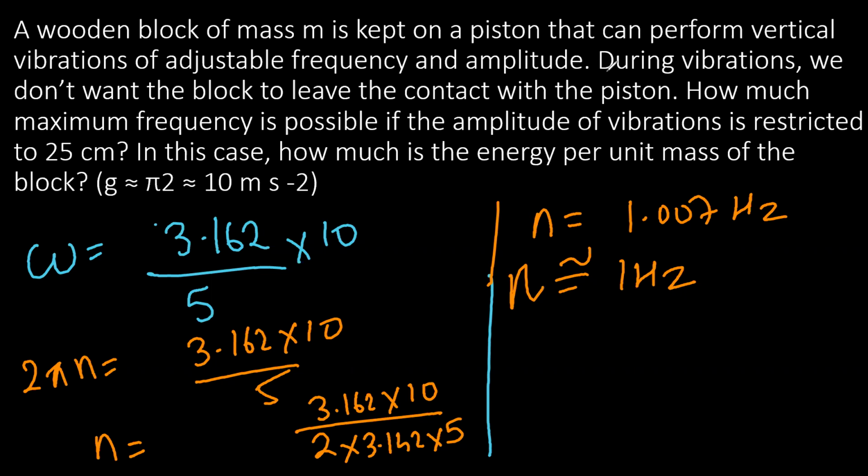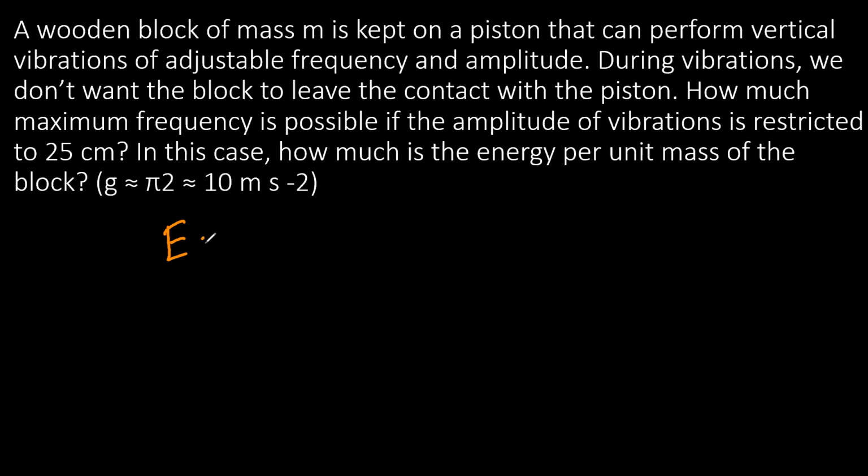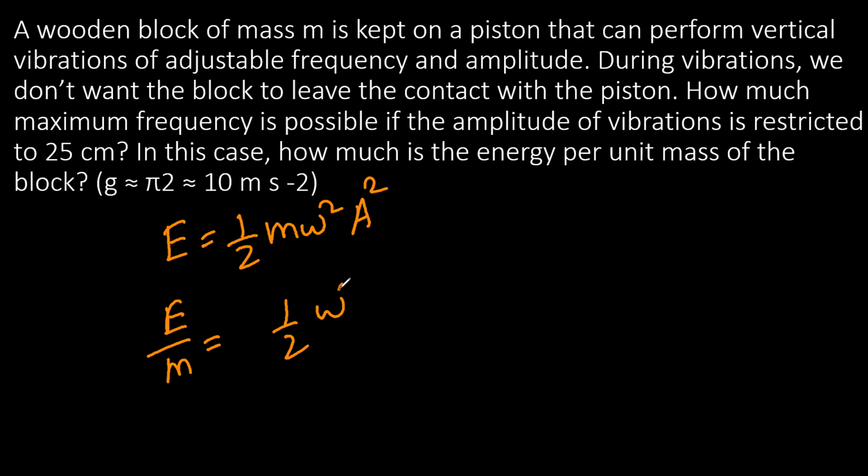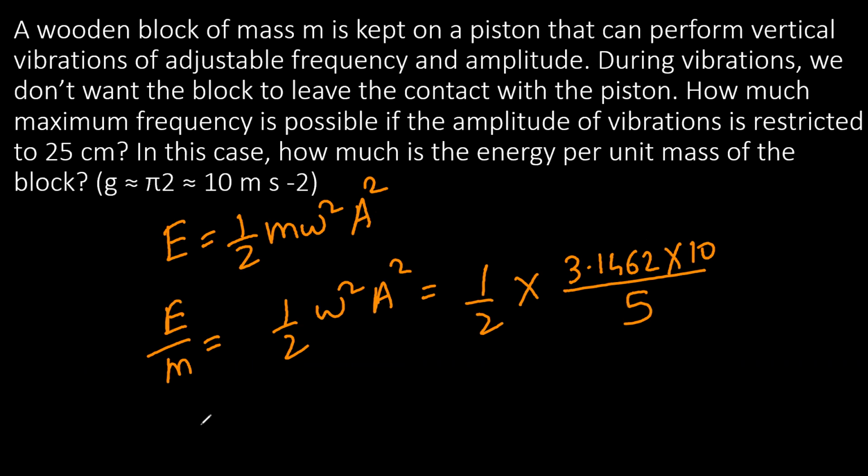Frequency done. Let's go for the energy per unit mass. See, the total energy is equal to half m omega square a square, but we require E by m. It is half omega square a square. We saw omega square earlier, it was 3.162 into 10 divided by 5, something like that.